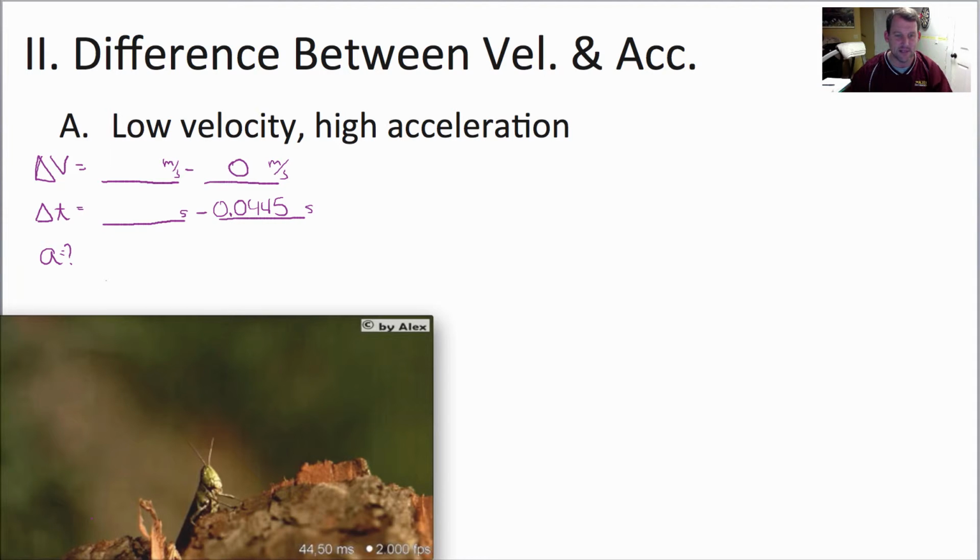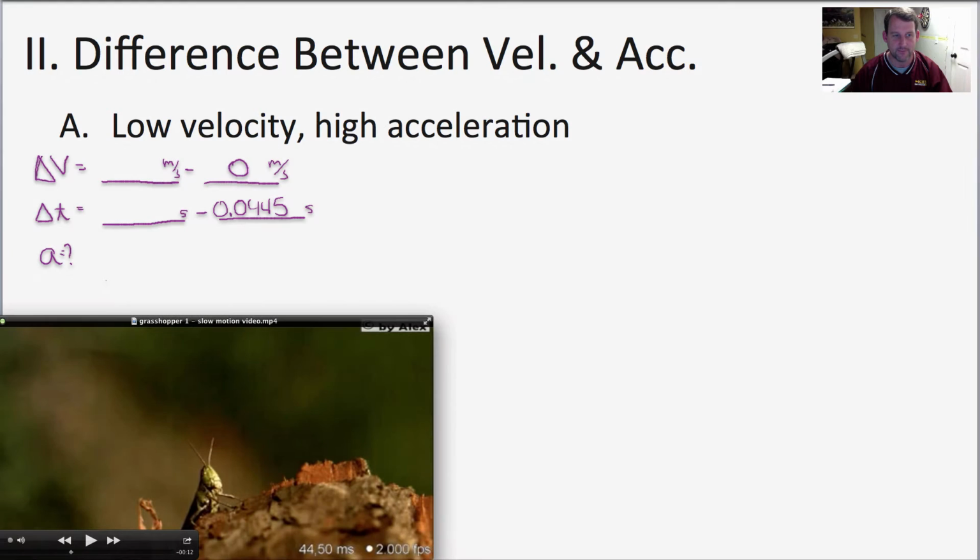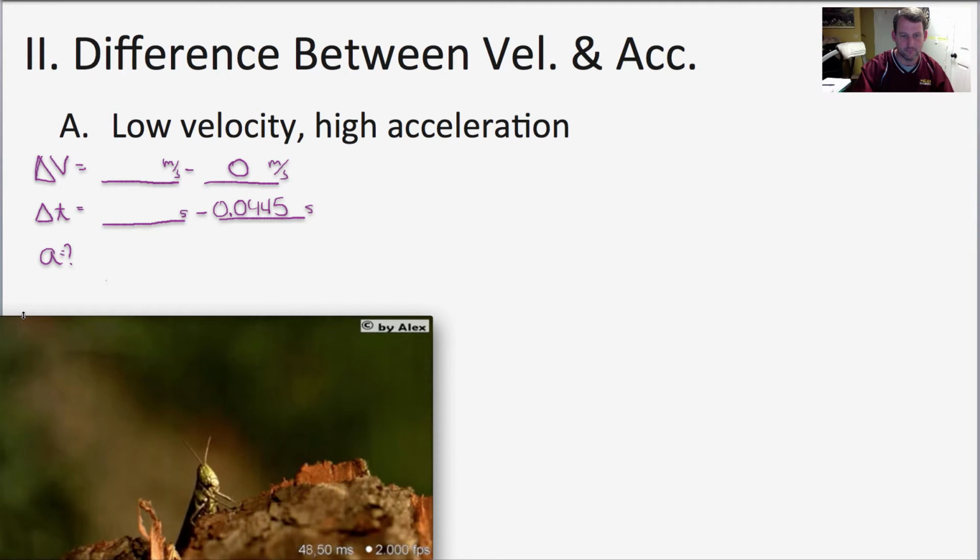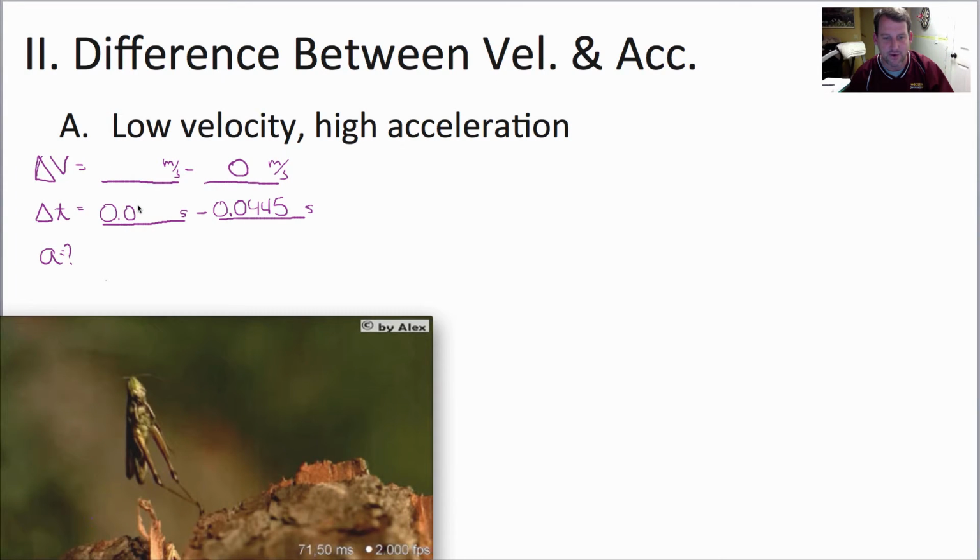So we'll play again. We'll see when the grasshopper stops accelerating. See, he's pushing off right now, pushing off, pushing off, and just left. So our ending time for the acceleration for his push is 0.0715 seconds. When we do that math, we end up with a change in time of 0.027 seconds. So now we have our change in time. You can see it doesn't take long for a grasshopper to push off of a log.